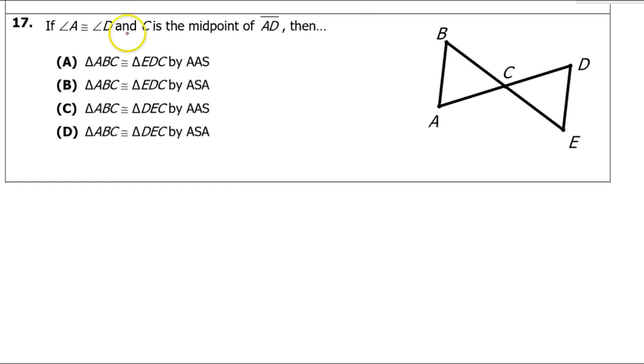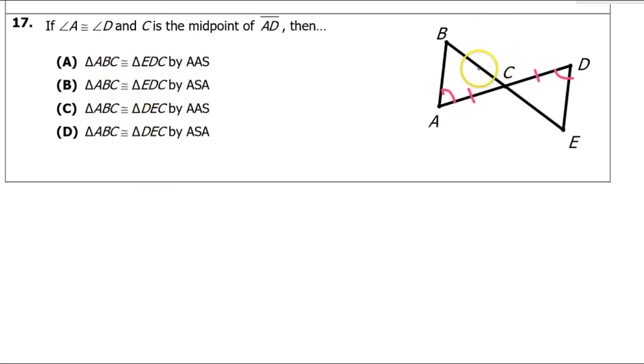Okay, number 17. Angle A is congruent to angle D. So this angle is congruent to that angle. C is the midpoint of AD. All right, that makes AC congruent to CD. In that case, why are the triangles congruent, and what's the congruency statement?